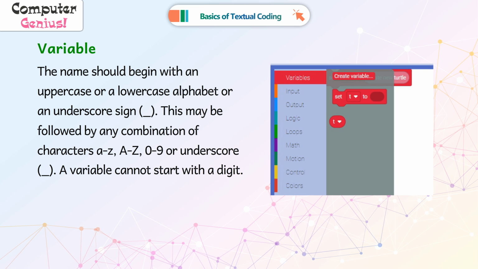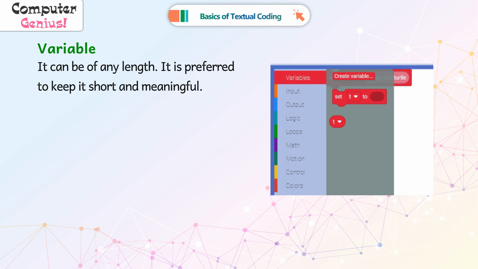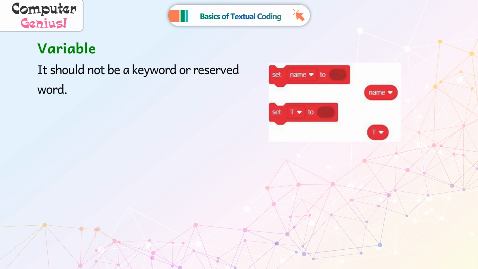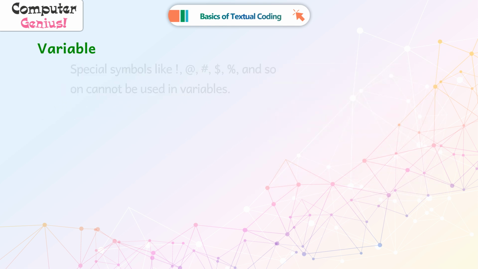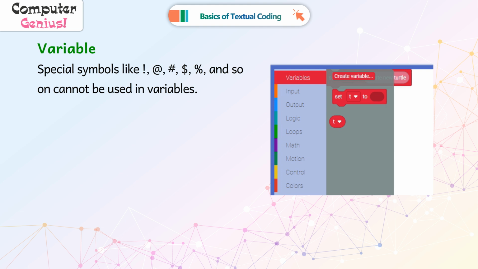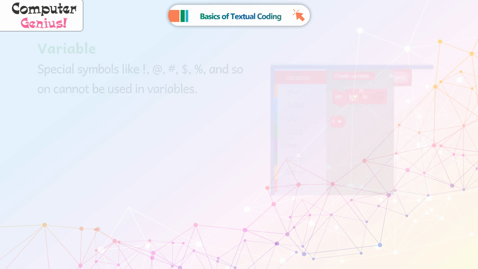The rules for naming a variable in Python are as follows. The name should begin with an uppercase or lowercase alphabet or an underscore sign. This may be followed by any combination of characters: lowercase a to z, uppercase A to Z, 0 to 9, or underscore. A variable cannot start with a digit. It can be of any length. It is preferred to keep it short and meaningful. It should not be a keyword or reserved word. Special symbols like exclamation mark, @, $ sign, % sign, and so on cannot be used in variables.